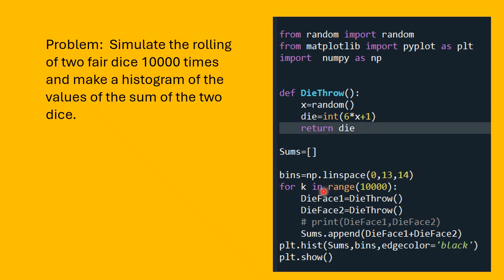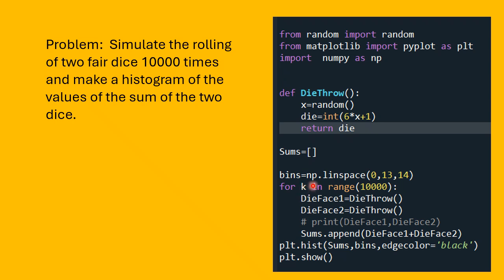Okay, so now for k in range 10,000, so k will be successively 0, 1, 2, 3, all the way up to 9,999. K starts with 0. It's going to produce 10,000 values. So the last one it produces is when k equals 9,999.